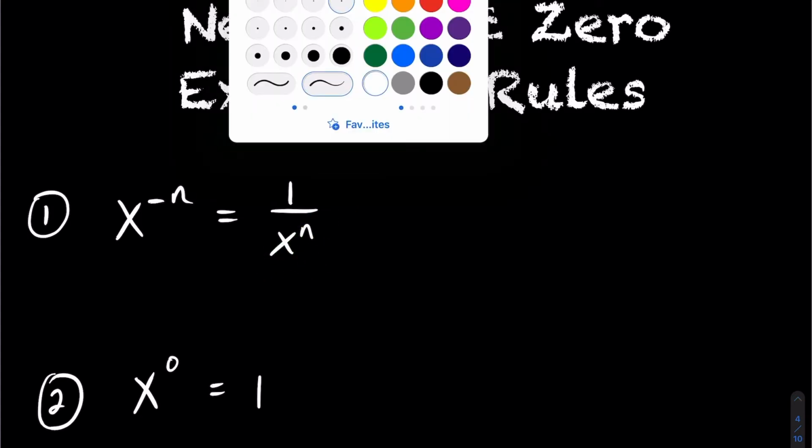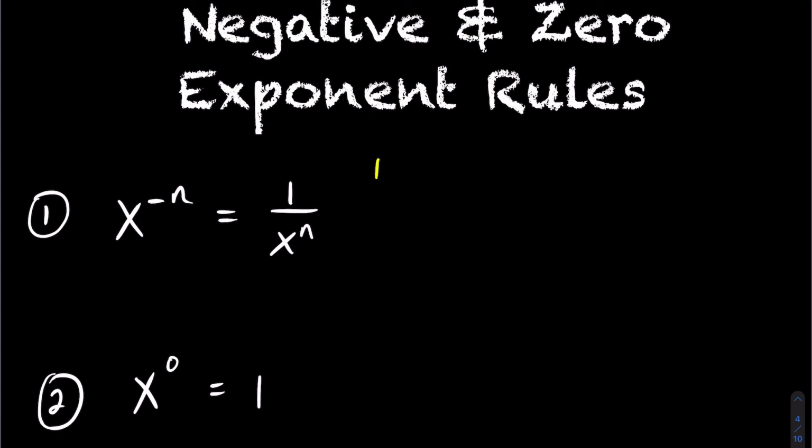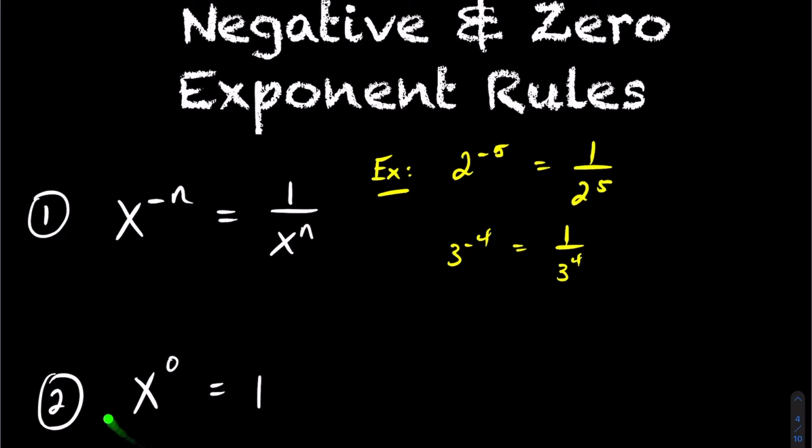So obviously, let's take a look at an example. It'll make a lot more sense here. Let's suppose we have 2 to the -5. I can write that as 1 over 2 to the 5th. Likewise, if I have 3 to the -4, I can write that as 1 over 3 to the power of 4. Okay, continuing on here, we also have the zero exponent rule.